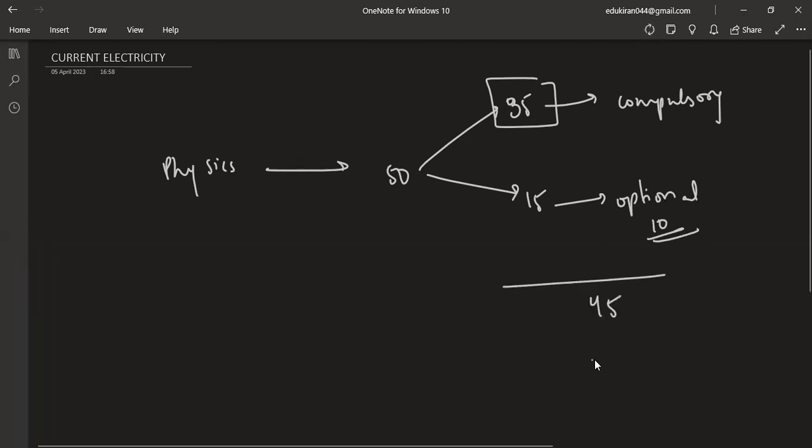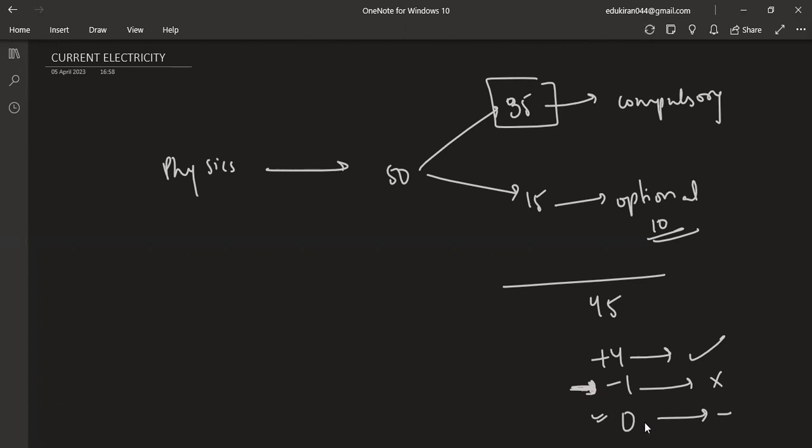So 4 plus score for every correct answer, -1 for incorrect, and 0 for not attempting. So instead of attempting an incorrect answer, it's better if you leave it. Out of these 35 questions, if you are not sure about any question, then leave it directly. Try to attempt it fully with surety, because otherwise if you attempt it wrong, then these 4 marks also will be gone, plus -1 will also be there. So a total 5 marks loss will be there if you attempt a question wrongly. And out of the 15, 5 are optional, so whichever 5 questions you think you are not able to attempt, leave those.